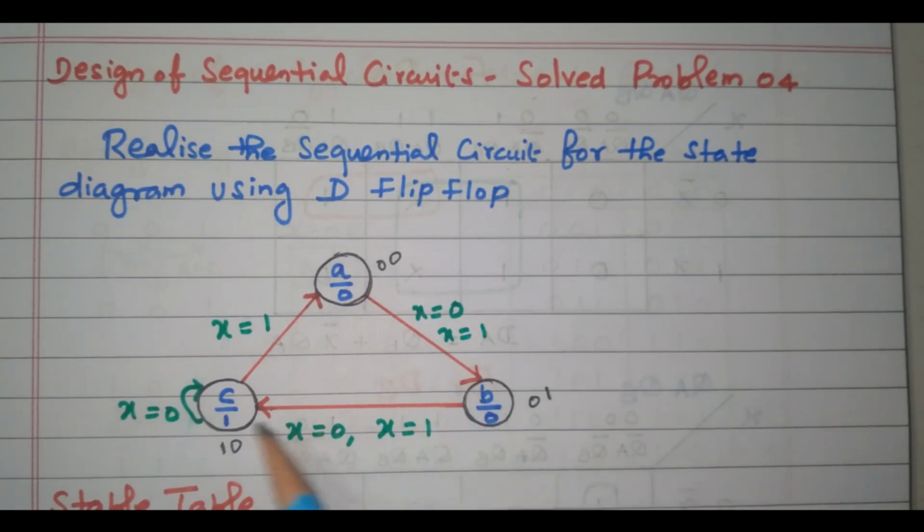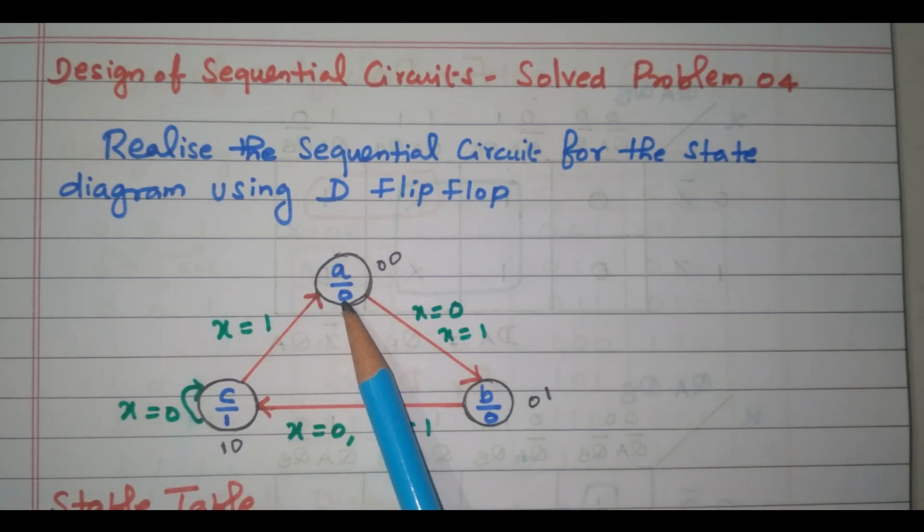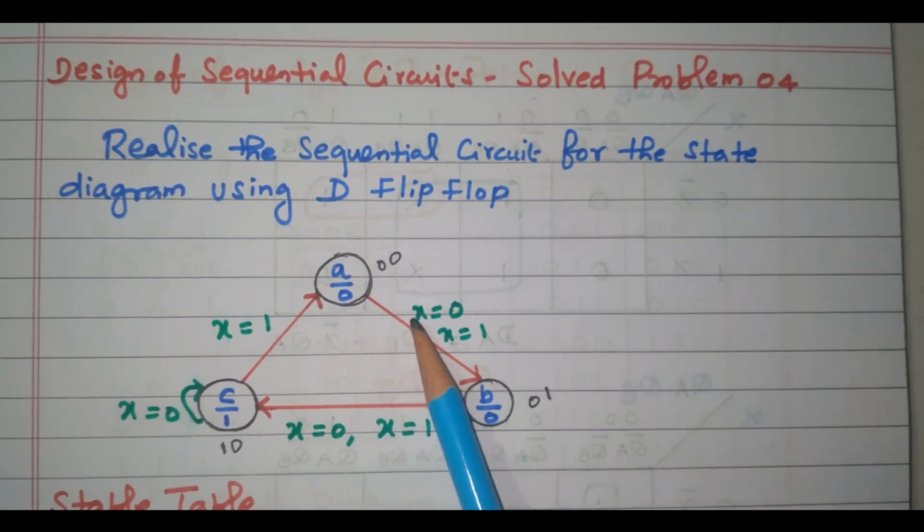So there are three states available A, B, C, that is 00, 01, 10. This number indicates the output. This x is nothing but the input, for input x equal to 0, x equal to 1. So the three states available are A, B, C, that is 00, 01, 10. The number available inside the circle is the output. This green color number is nothing but the input.